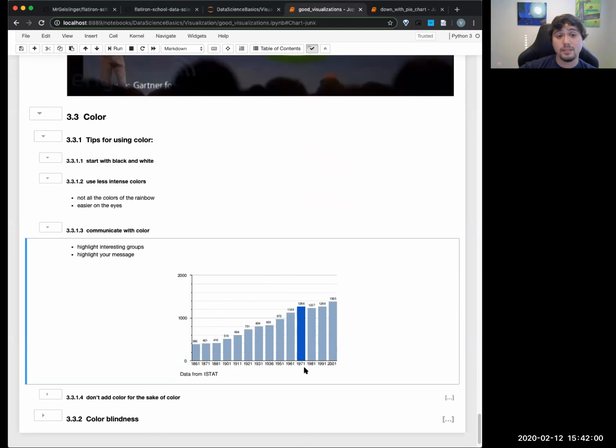But let's say this person is giving a presentation to another group, and they want to emphasize how in 1971 we reached this peak value, or there's something special about 1971. They can emphasize this with color. This is a really great strategy when you're using data visualization. Here is the data through visualization, but then emphasizing your message.